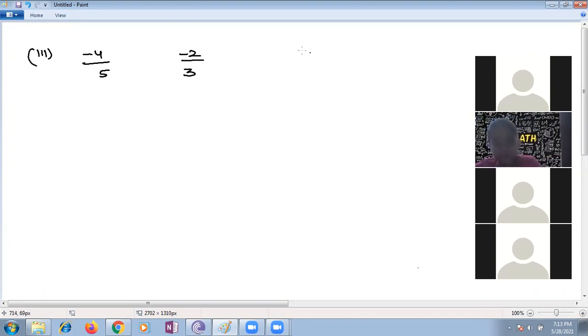the first step is to make them like. Make as like means you have to take the LCM of the denominators. The LCM of 5 and 3 is 15. Now you make your rational numbers like rational numbers: multiply the first rational number with 3 so that the denominator is 15, and the second rational number with 5.